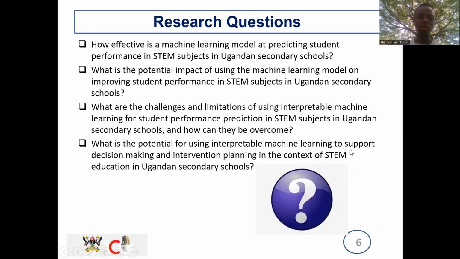And then our research questions: how effective is a machine learning model at predicting student performance in STEM subjects in Ugandan secondary schools? So we shall be looking at the effectiveness of the model and the potential impact. We need to see that we are not developing something useless, but something that is going to impact on the system. We shall be looking at the challenges of this model and the limitations, and then the potential of using interpretive machine learning as a whole for decision making. After observing the trends in the data that they are having, they can base there to make decisions for the betterment of the school and the nation as a whole.